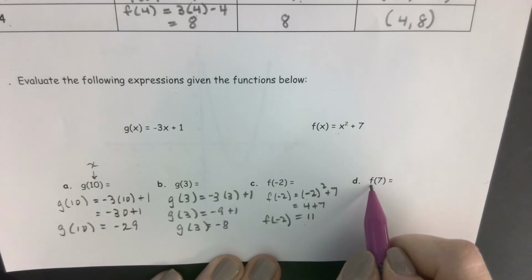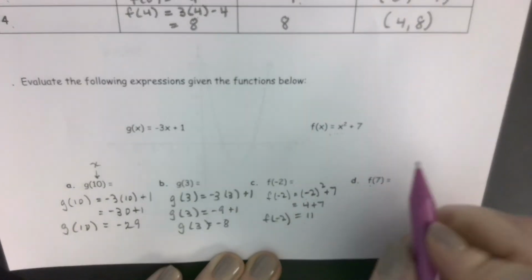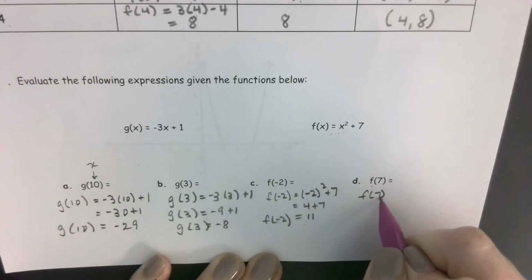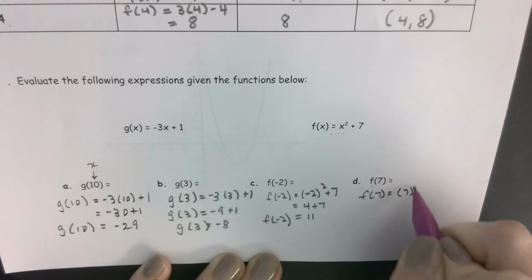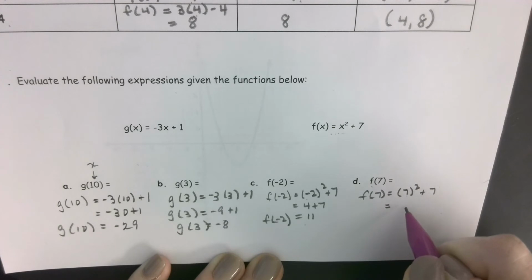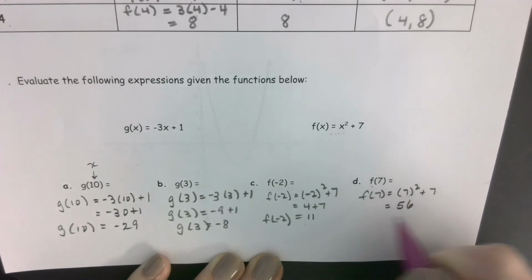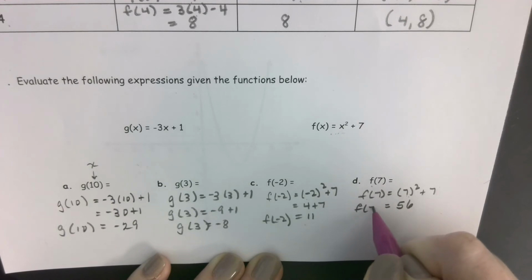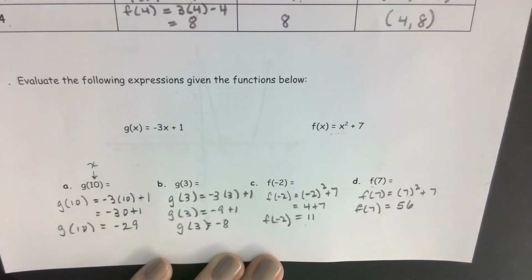For f of 7, again, we have to use this rule here. So f of 7 is equal to 7 squared plus 7. 7 squared is 49. 49 plus 7 is 56. So f of 7 is equal to 56.